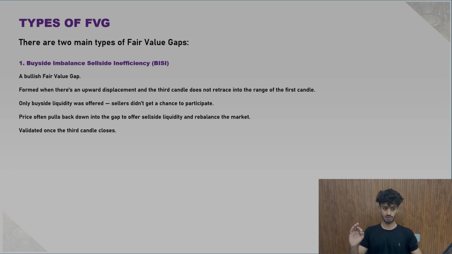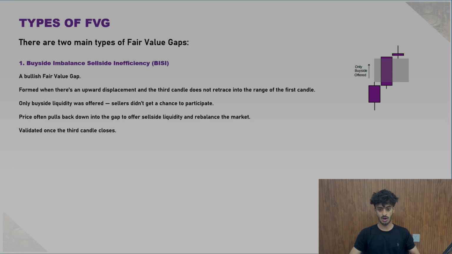A bullish fair value gap is formed when there is an upward displacement and the third candle does not retrace into the range of the first candle. What does that mean? We have the first candle, the second candle, and the third candle. So where is the fair value gap? With the 3 candles, the first candle's high and the third candle's low are not overlapping. That wick is not touching this wick's high. That means that's the fair value gap, the gap between these 2 candles.